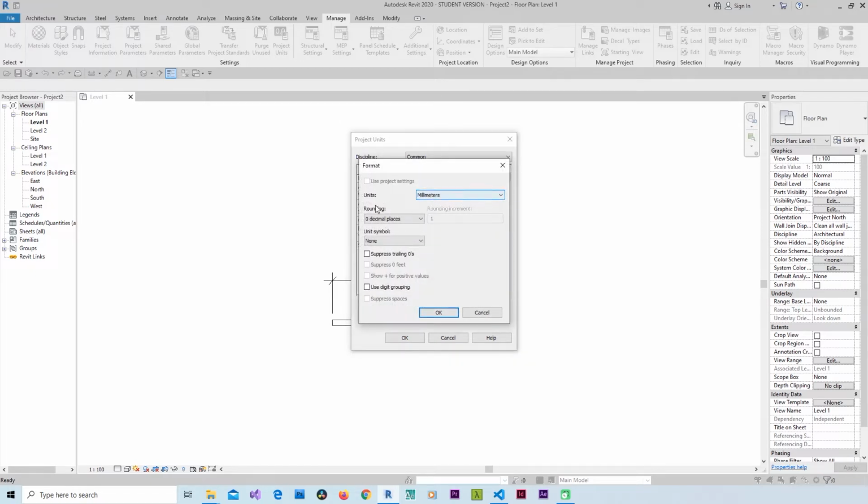We will have units here. It's millimeter. We can change it to any other one. We can use meter, and if we press OK, it will be by 1 meter only. We can select this rounding and make it 2 decimal places to make it like this, 1 meter plus 0.000.